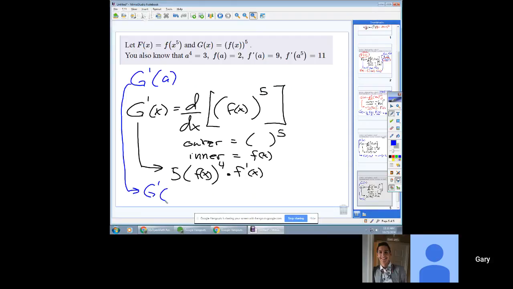So g prime of a would be 5 times f of a, which is 2, to the fourth times f prime of a. So yeah, f of a is 2. So that gives me 5 times 2 to the fourth. And f prime of a is 9. So what does that come out to be? 720? Yeah, that sounds good. 720.